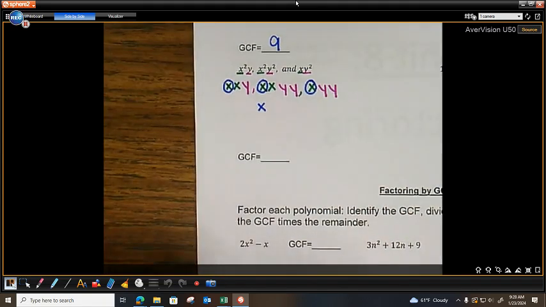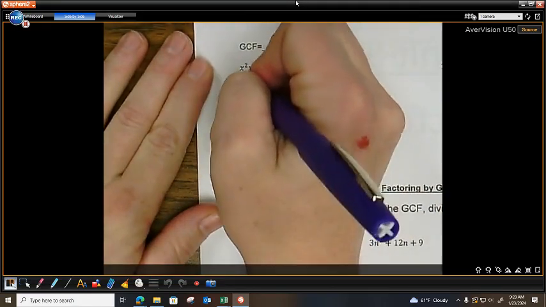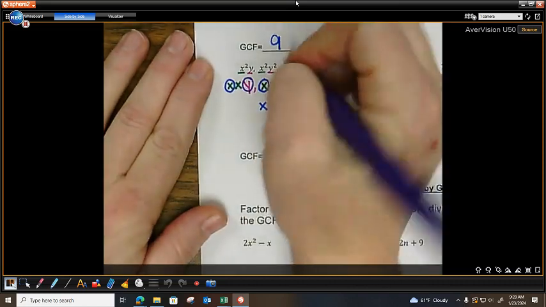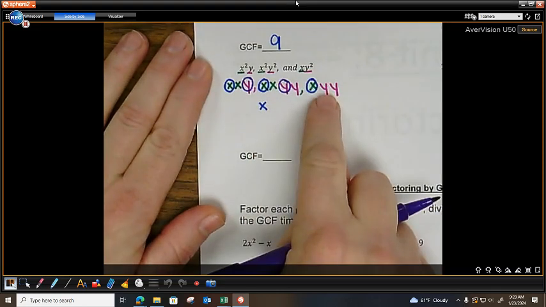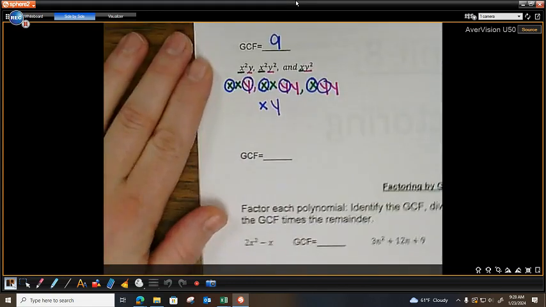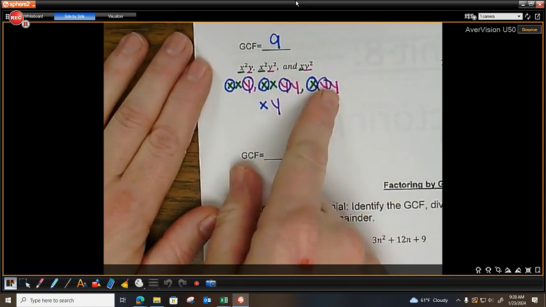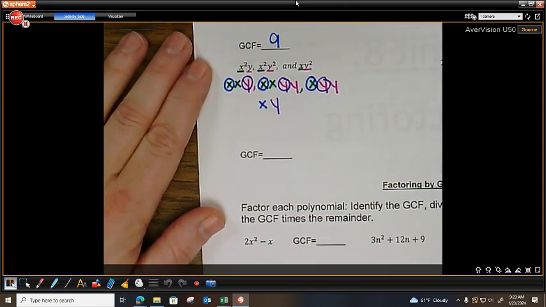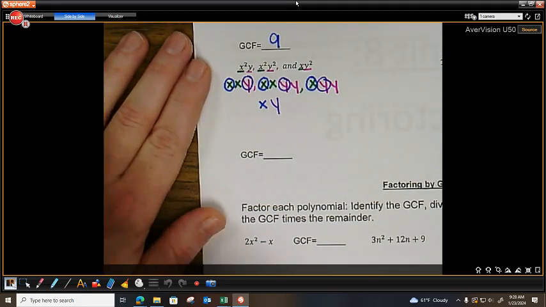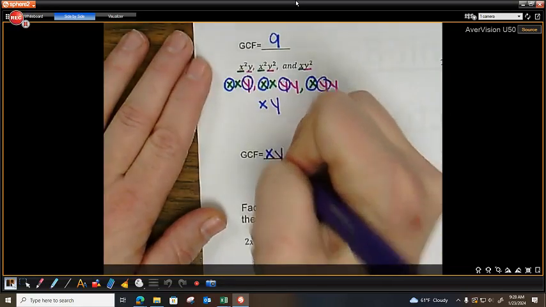Now, does this first one have a y? Does this one have a y? Does this one have a y? So they all have a y in common. Does this one have another y? No. So do they all have another y in common? No. So what's the only variables in common with all 3 of your terms? X and y. There's your GCF, x, y.